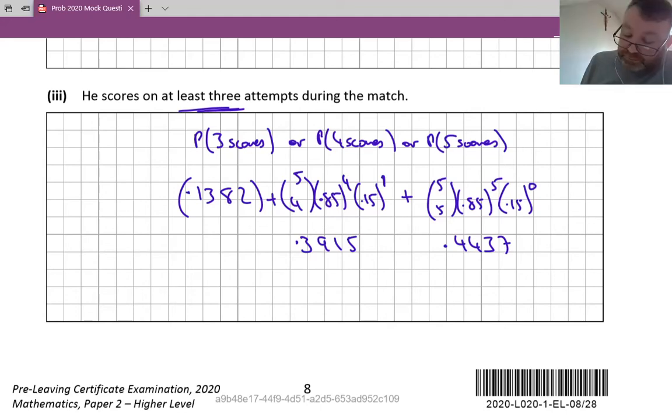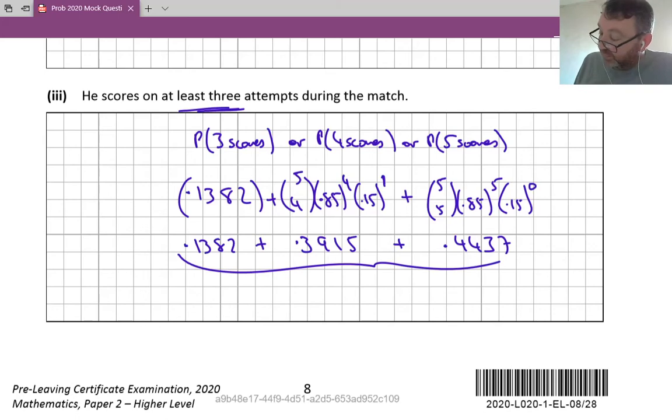0.4437. So what have we got? 0.1382 or 0.3915 or 0.4437. And when you add the three of those together, you get 0.9734. So there's a 97.34% chance that this guy is going to score on at least 3 attempts during the match.